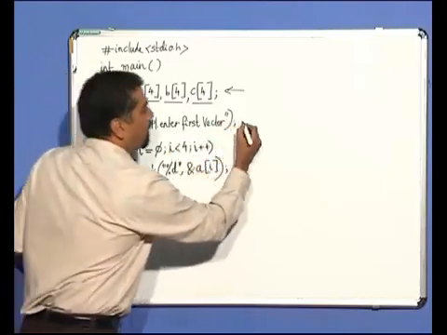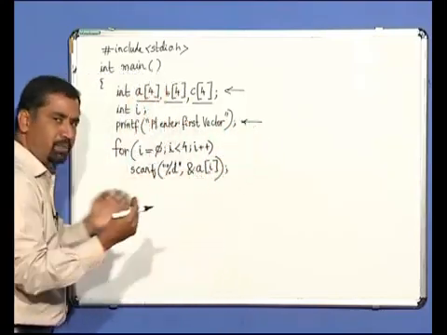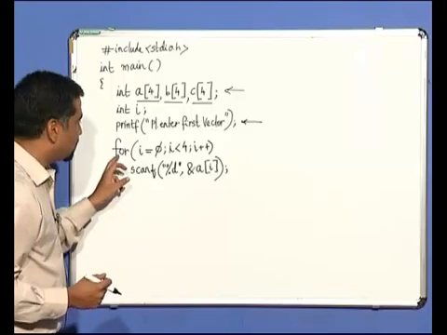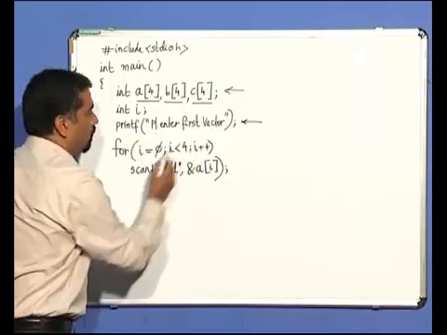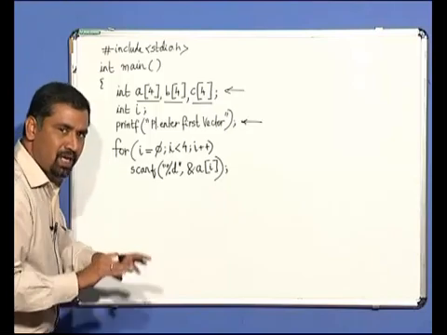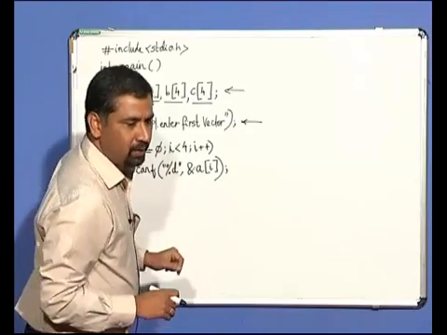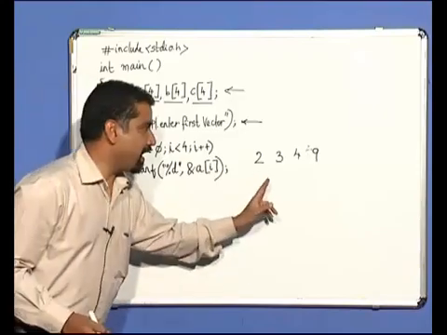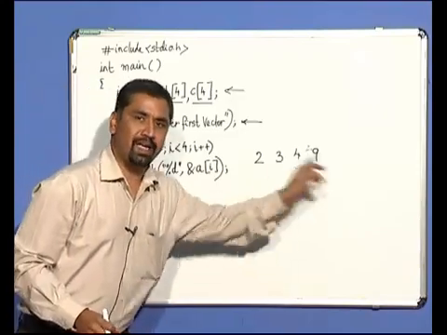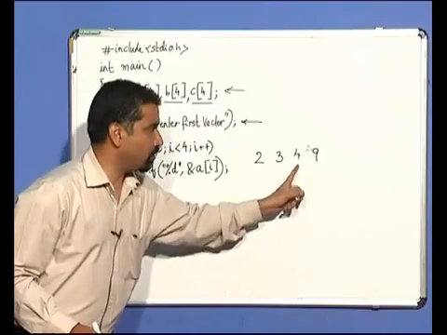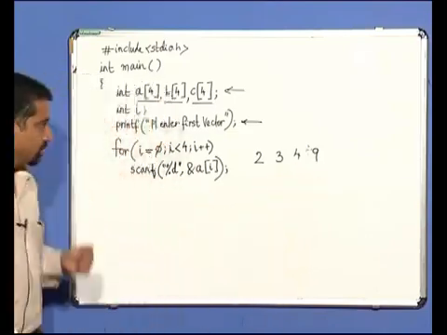Then you see that I am asking the user to input the values of the first matrix. Now at this line, what happens is the user will start typing the values of the first matrix. For example, let us assume that the values are 2, 3, 4 and 9. They are different values, not 2349. 2, 3, 4, 9 with spaces separating them.